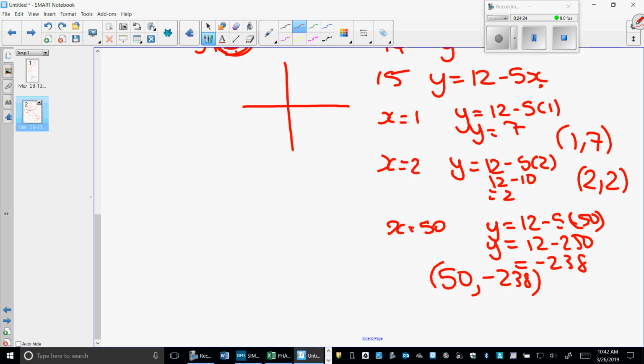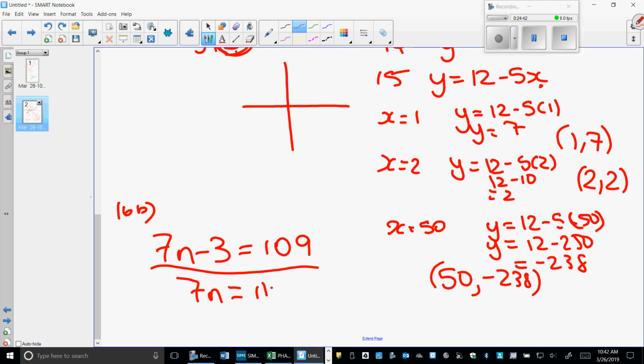So if you know that the sequence is 7n minus 3, and you know that the term you're looking for is 109, you're going to form an equation. So you're going to write that 7n minus 3 equals 109. So this is 16b. That means 7n is 112, and n is 112 over 7, which is 16. So it's the 16th term. Some of you were sticking 109 into n, so you misunderstood what they were asking.